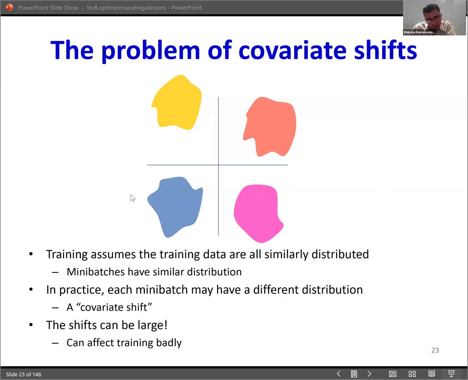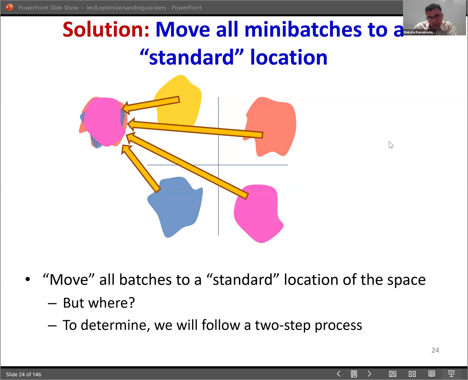So when you realize this, what would you want to do with these mini batches? Anybody? This is an open-ended question, but just asking. How would you deal with this? Anybody? Normalize them, right? What we want to do is to move them all so that they all fall in a standard region of the space. But what is the standard region? Where do we move them to? We have no idea, right?